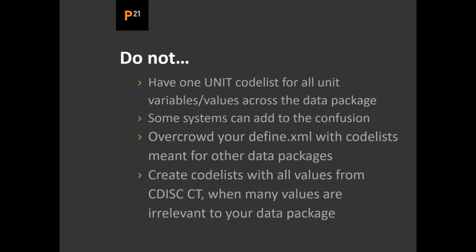And then the last big one with code lists is you should not create code lists with all the values from CDISC CT. So surprisingly, this happens a lot too. Currently, I think there's a little bit over 600 values in the unit code list within CDISC CT. And surprisingly, quite often we do see many finalized data packages, and there'll be, again, just like with exposure, there'll be 1 unit in exposure.